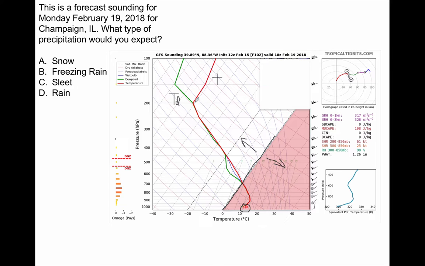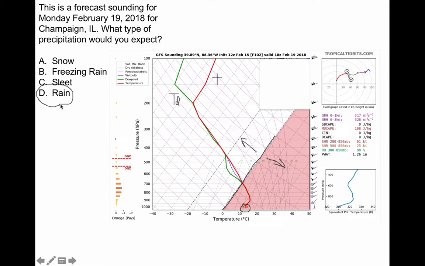Now what I see is the temperature's below freezing, starting at the top here, below, below, below, below, below, and then right here it crosses. It becomes above freezing. And from there all the way to the ground, the temperature's above freezing. And as a consequence, this sounding will produce rain in Champaign, Illinois.